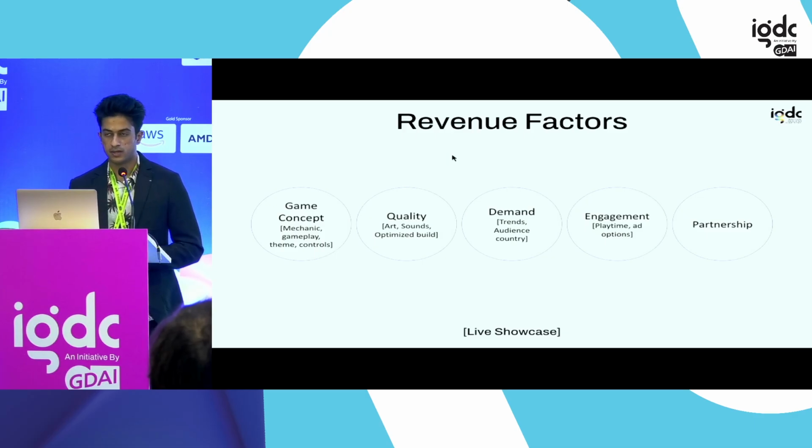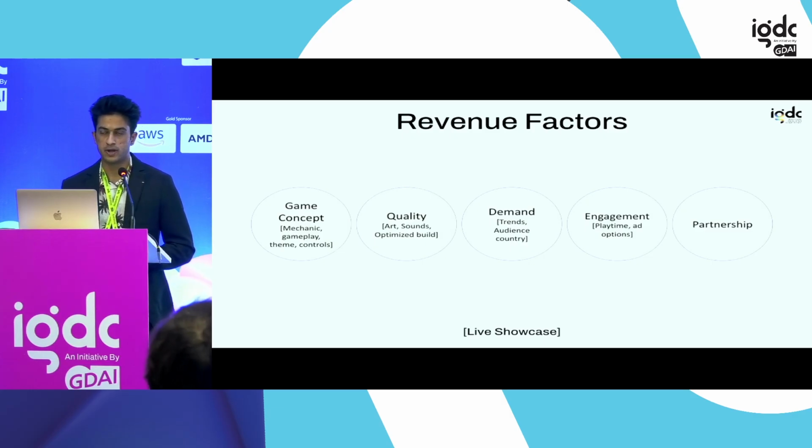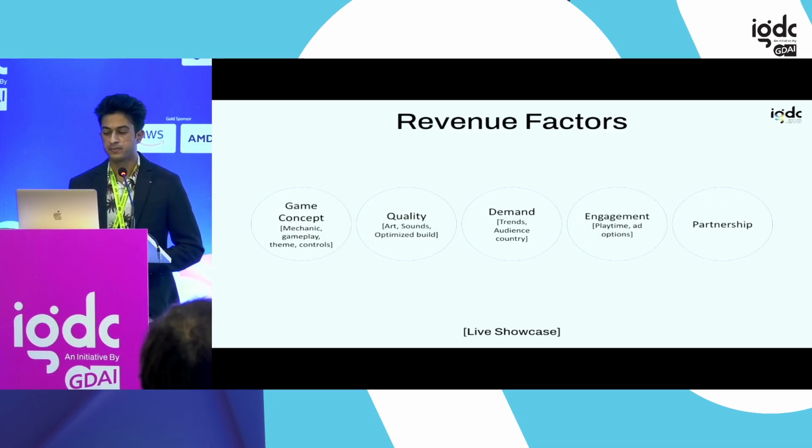And demand, like if there's a good trend. For example, there was this moo deng hippo trend that was happening some time ago. So if you make a game based on a hippo, maybe it could work out really well. And as I mentioned before, engagement: the higher the playtime, the higher the ad revenue, better for the platform and for yourself.